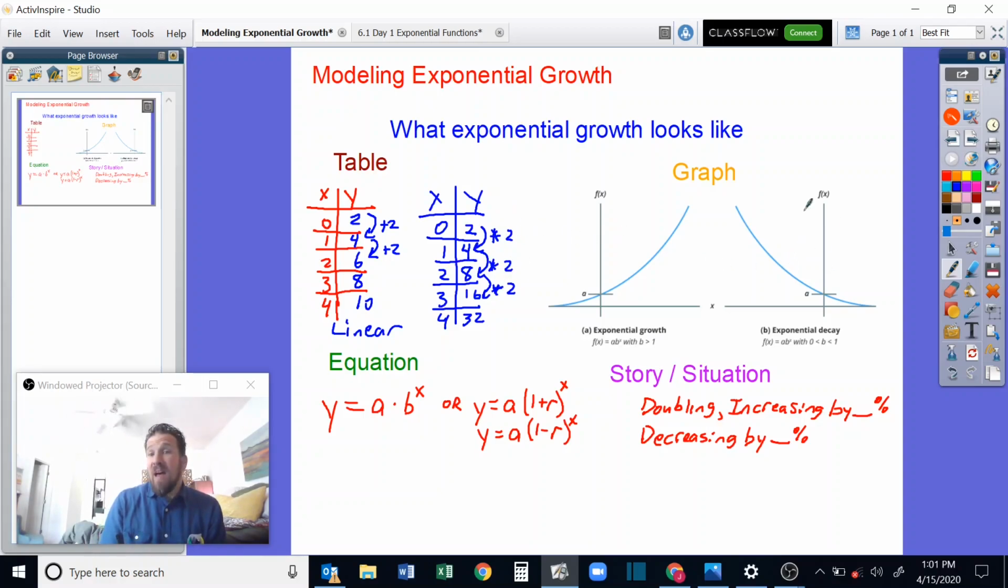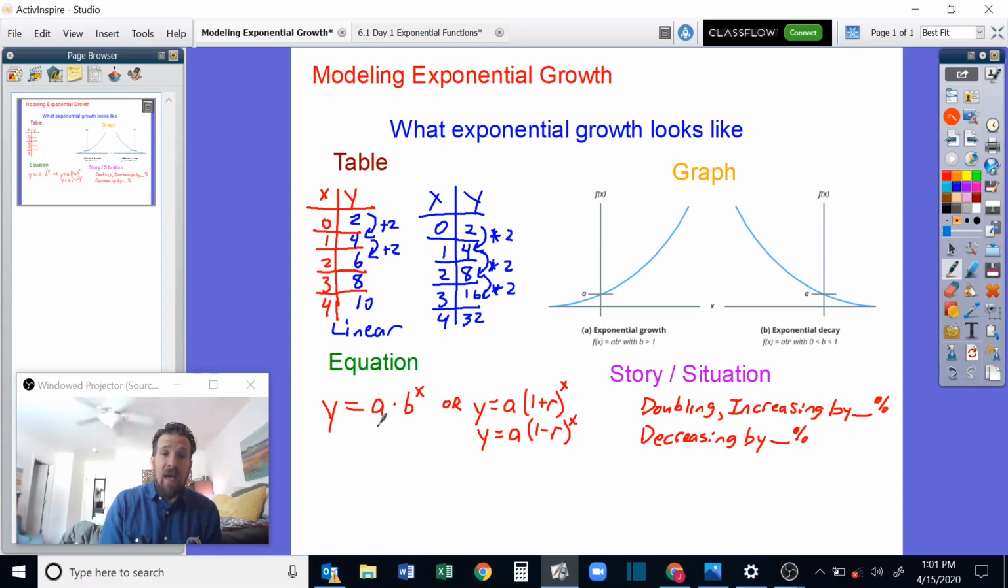We could also have exponential decay. If, for example, I was dividing by 2 each time, and maybe we start really big like this graph does, and then divide by 2, divide by 2, divide by 2. That would be exponential decay. In any case, once we start to recognize this exponential growth in a table, in a graph, or in the situation, the equation that models that situation is going to look like this.